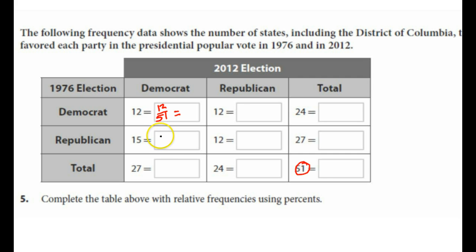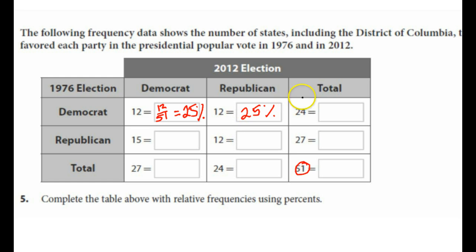Here's where you need the calculator. Punch it in, convert it. 0.235. And as a percent? 24%? Okay, and that's rounded. Put the percent sign. What would this one be? Republican. Somebody said it, it's the same thing. If this is 12 out of 51, this is going to be 12 over 51. Yeah, same thing, and that makes sense.